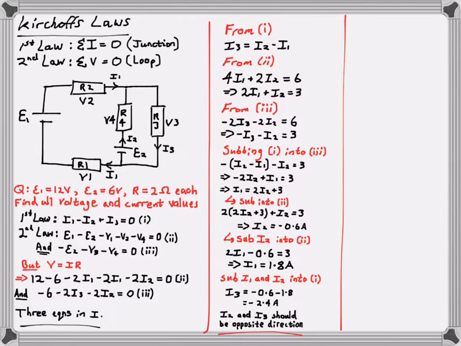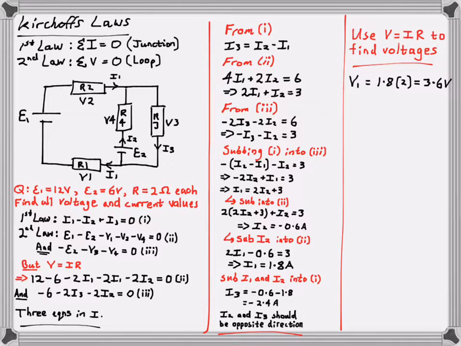So now I've got my current values and I can use those to find my voltage values. So I can simply just use V is equal to IR for each resistor. If I'm working over here with R2, for example, V2 is equal to I2 times R2. I now know I2 and I knew R2 from the beginning. R2 was just 2 ohms. So I can solve for V2. So I'm going to do that for each of them.